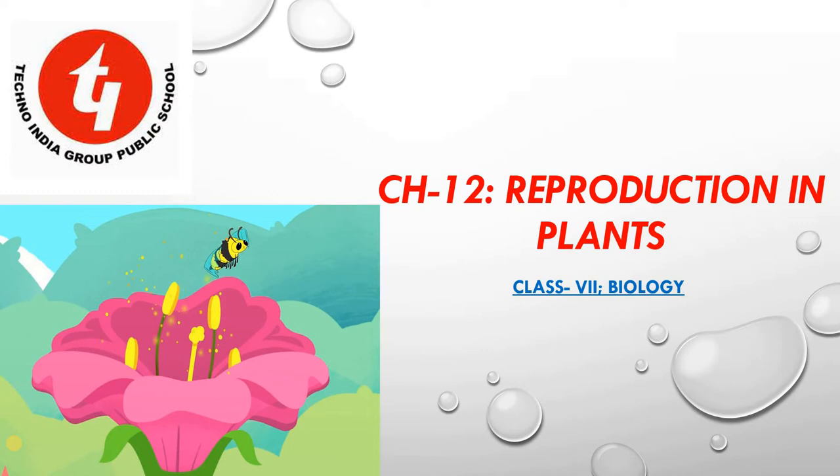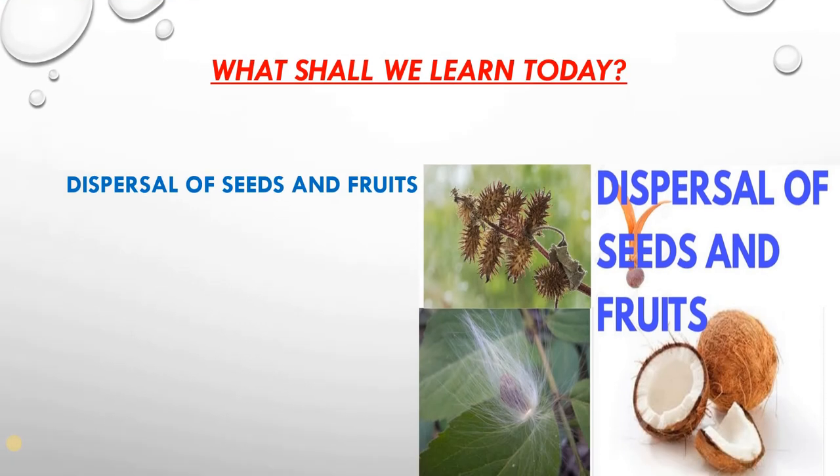So, we are doing chapter number 12, reproduction in plants. Let's see what we are going to learn today. Today we will be learning about dispersal of seeds and fruits. Let's see what this means.